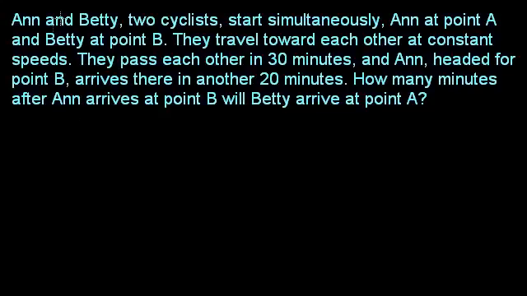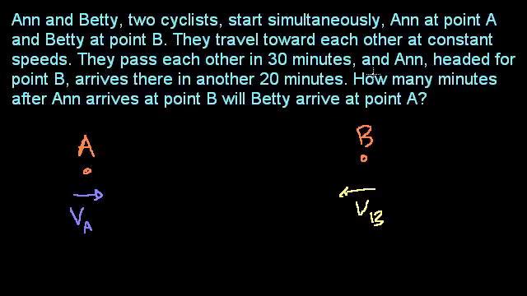So this one says Anne and Betty, two cyclists, start simultaneously, Anne at point A, and Betty at point B. They travel to each other at constant speeds. So let's say that Anne is traveling with velocity VA, and Betty is traveling with velocity VB. Constant speeds. They pass each other in 30 minutes.